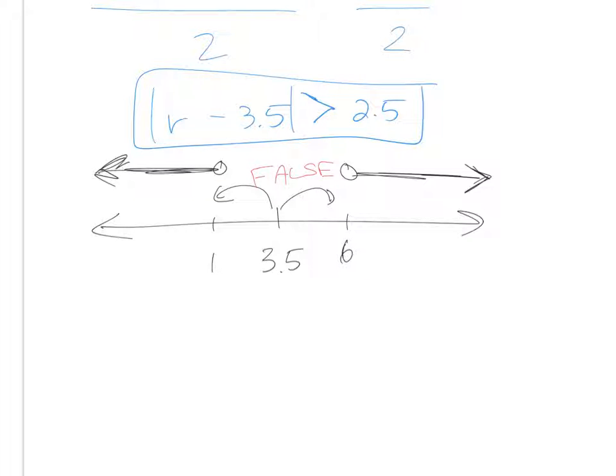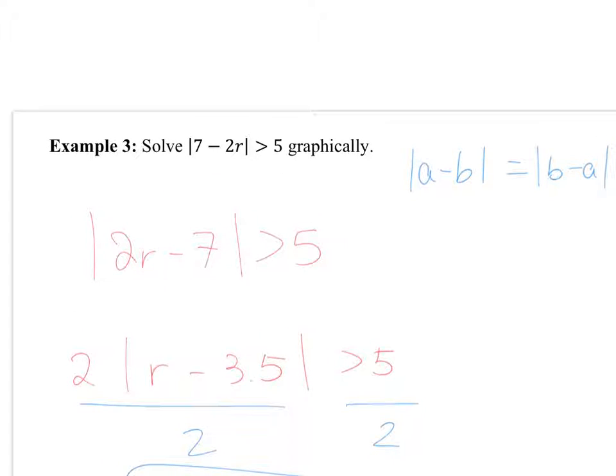How about a number out here? What number would you choose in this region? It's not appearing, it's delayed, sorry. What would I choose? 0, absolutely. Choose 0, please. Try 0 in the original. 7 minus 0, is that greater than 5? Absolutely. 7 is greater than 5.